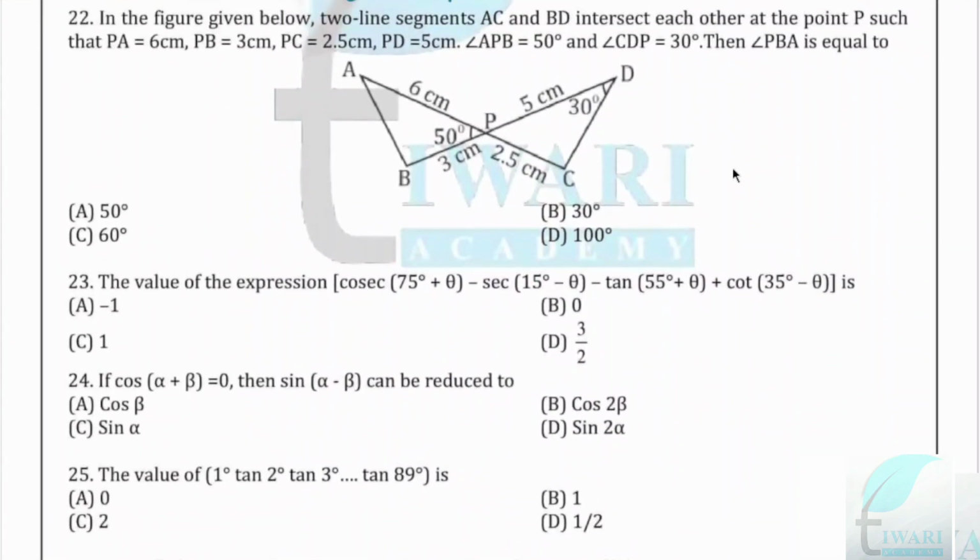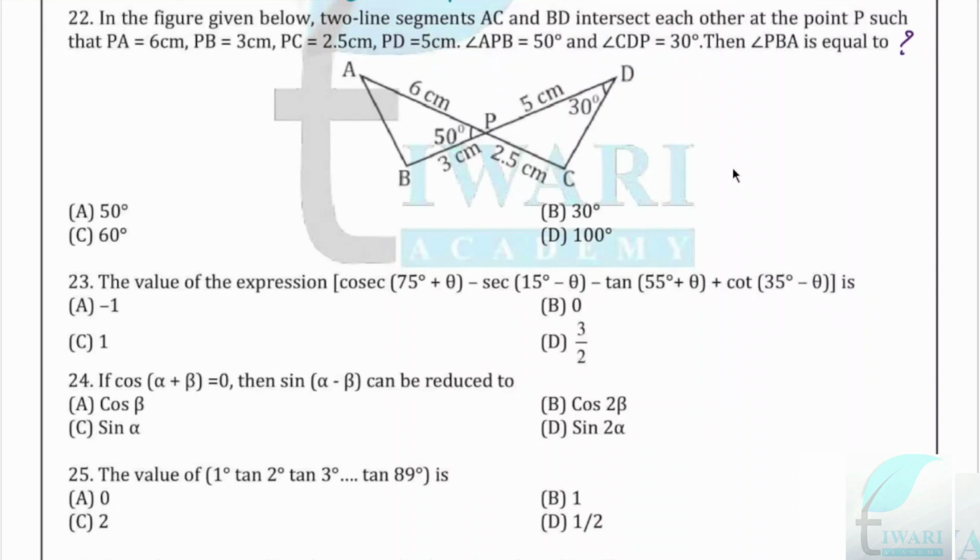Now question number 22. In the figure given below, two line segments AC and BD intersect each other at point P such that PA equals 6 cm, PB equals 3 cm, PC equals 2.5 cm and PD equals 5 cm. If angle ABP equals 50 degrees and angle CDP equals 30 degrees, then angle PBA equals what? So we can fill the information here.